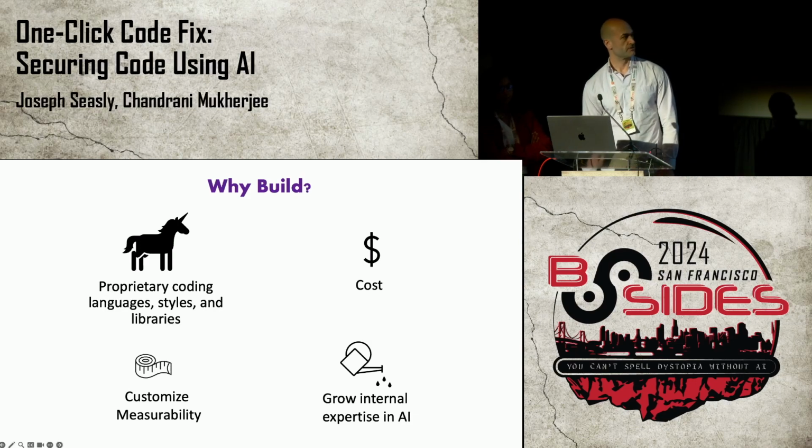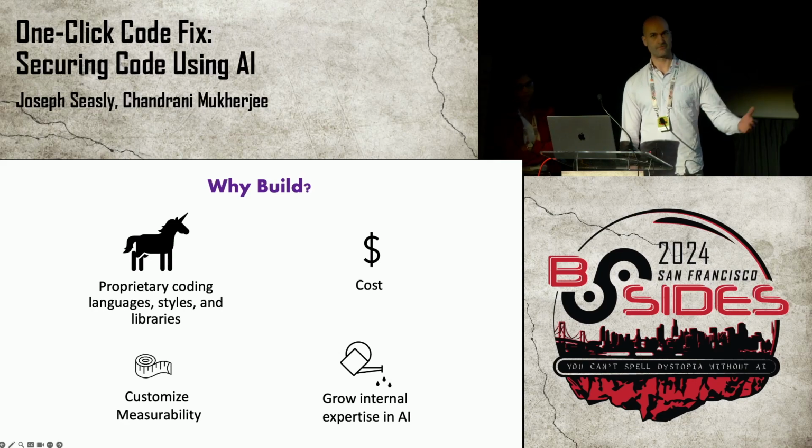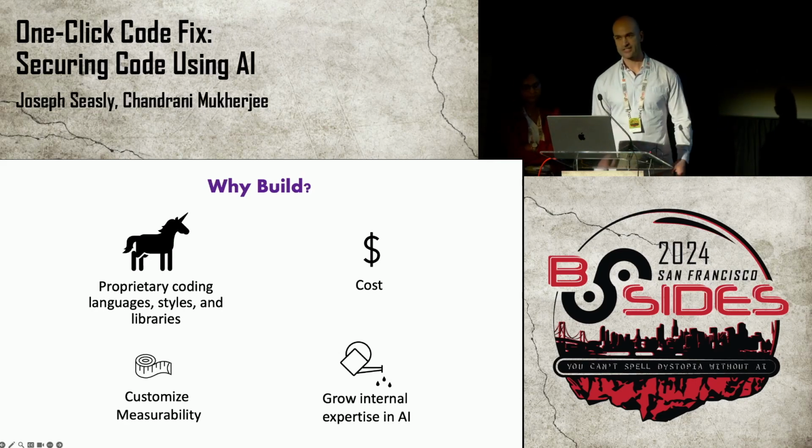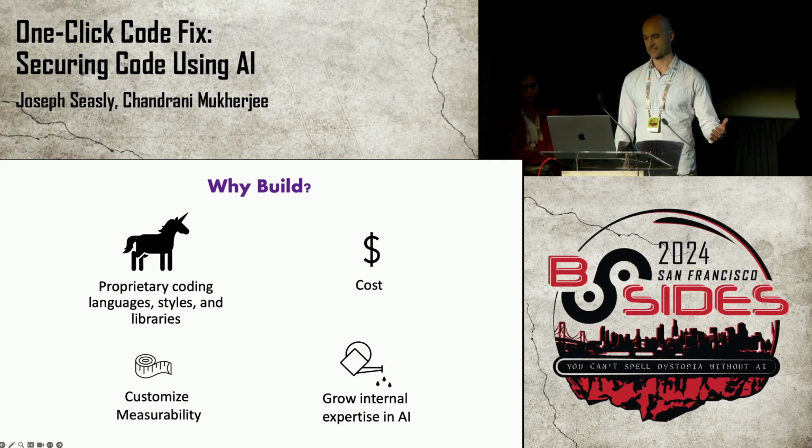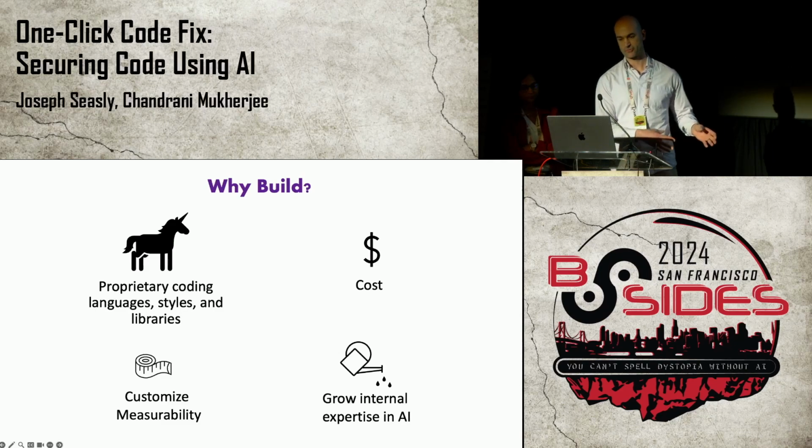One of the most important parts is you want to be able to customize the measurability of your fixes. You want to be able to measure your historical performance based on finding vulnerabilities and fixing them. And a lot of times you have those resources at your disposal. If you're tracking your fixes through Jira and GitHub, then you can automatically extract those programmatically.